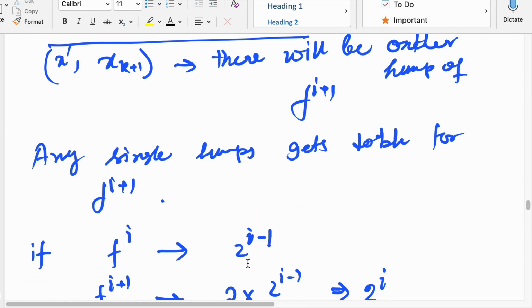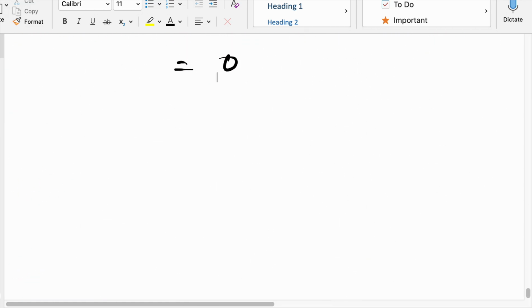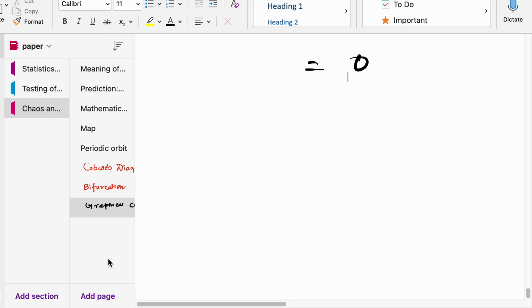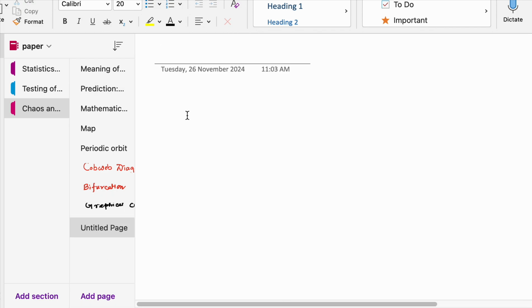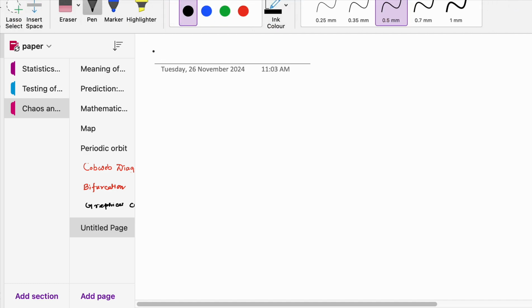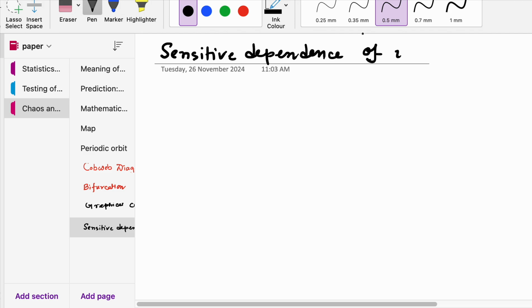So let's begin. Today we are going to mathematize the concept of sensitive dependence on initial condition. Sensitive dependence. Okay, let's begin.